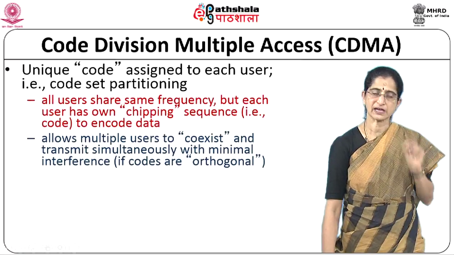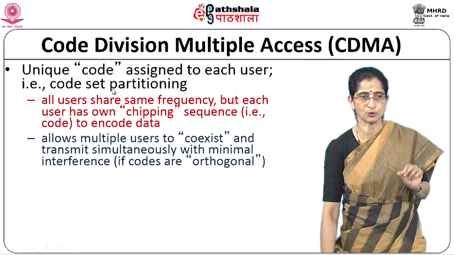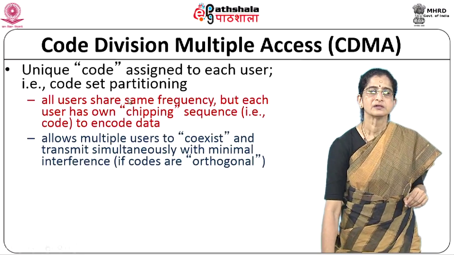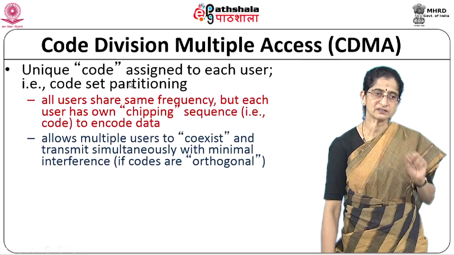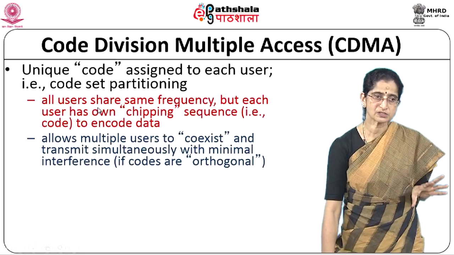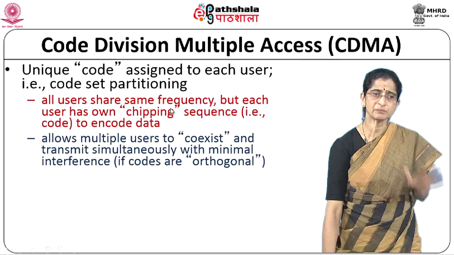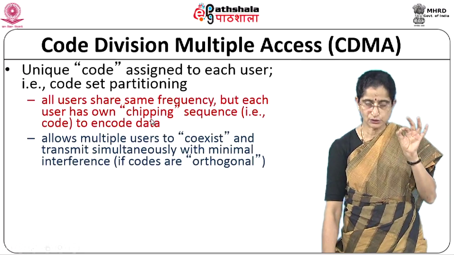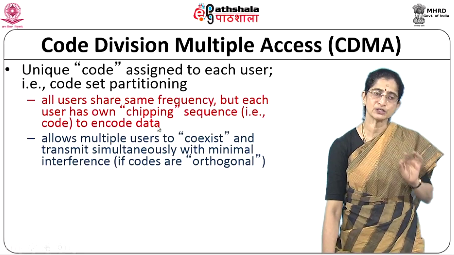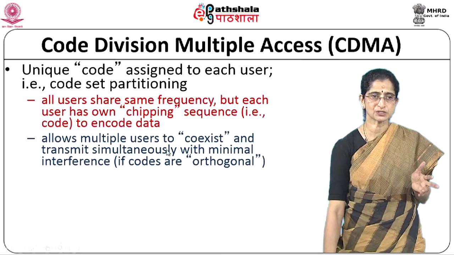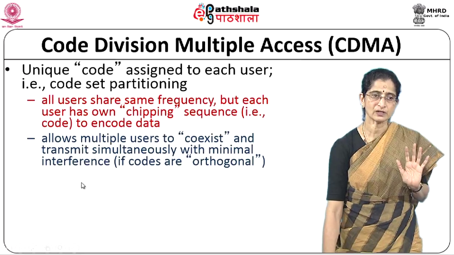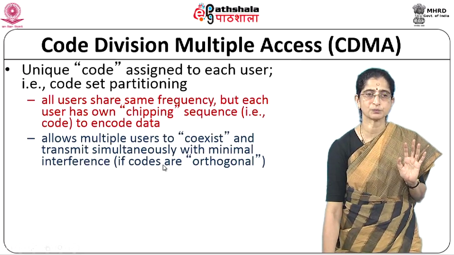The basic idea here is that each user is given a unique code. You can refer to it as a kind of code set partitioning. These codes are chosen in such a manner that they are orthogonal to one another. This means all the users could share the same frequency. Since each has a unique code, called a chipping sequence, which is used to encode data, you will be able to allow multiple users to coexist and transmit simultaneously with minimal interference. All this happens because the codes are chosen to be orthogonal to one another.